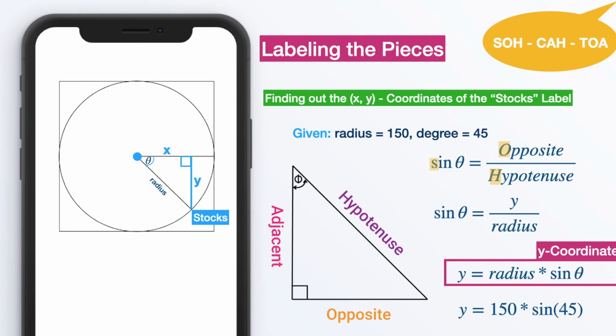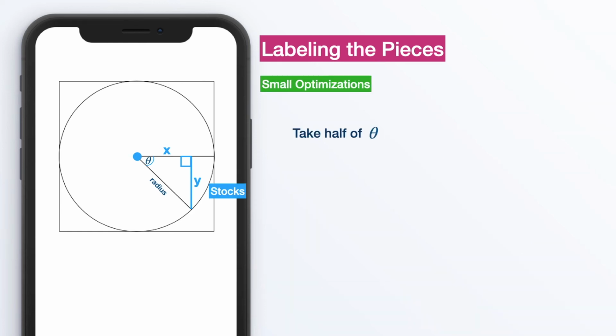But let's say we don't want to position our label where it is right now, because at this point we don't really know whether that stalk label belongs to the small piece of the cake or the bigger piece. So how do we solve that? Well, we can simply do some small optimizations. By taking, for example, half of theta, so in this case half of 45 degrees, and using the same formula, we would get the label just where we want. But we can go even further. Let's say we want to have the stalks label closer to the center of the circle. Well, that's also easy. All we have to do is take half of the radius and keep the formula the same, and we get it right where we want it.